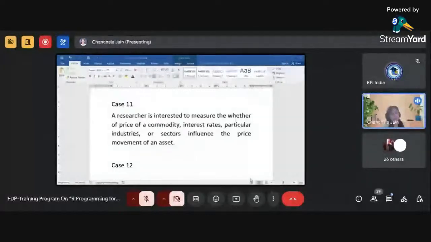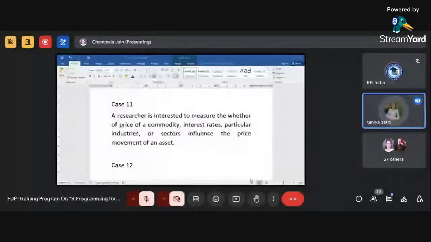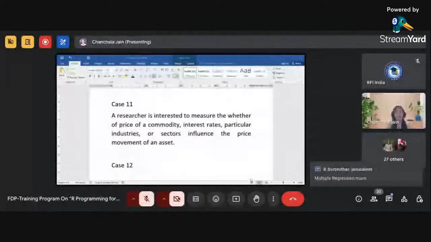Any other? Same opinion. Multiple regression. Very good. I think it's correct. It's a case of multiple regression. Yes, very correct, sir. You have written correctly in the chat. It's a case of the multiple regression.